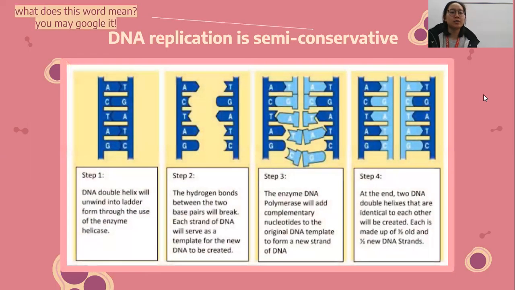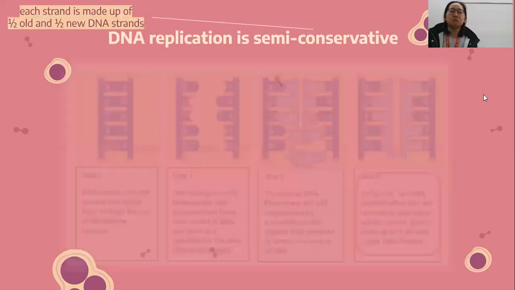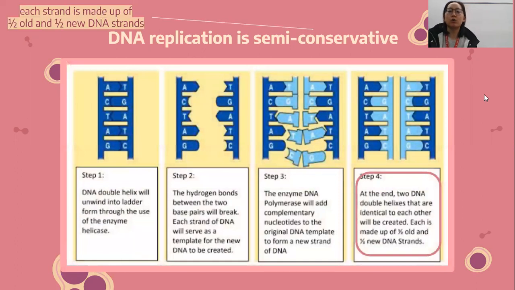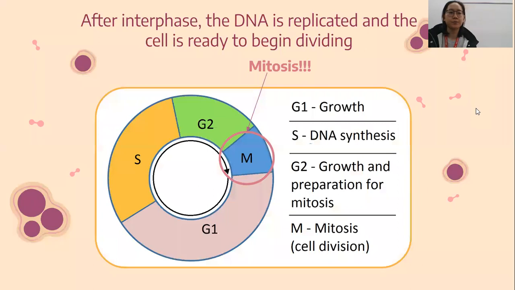If you just look up the word conservative, it means that you're retaining or holding on to some things, right? And the word semi means half. So when you look at a new strand of DNA that's being built, it's technically half old and half new, right? That's why it's called a semi-conservative process. It's not fully conservative. It's not a fully new strand either. It's semi-conservative because every DNA strand is half of the old strand it was built from.